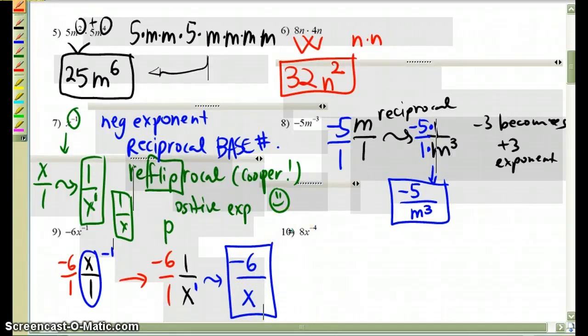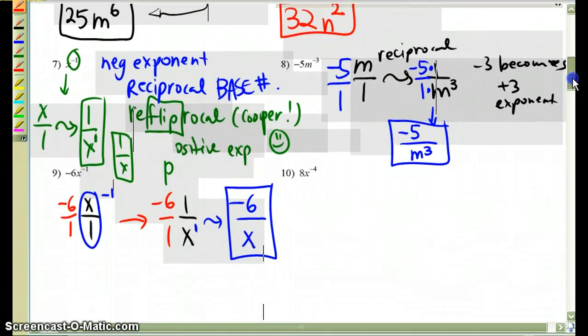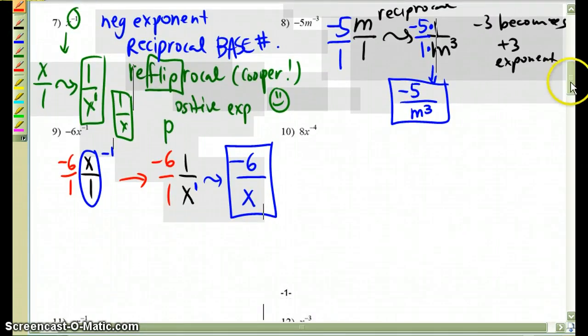Okay, number 10 is just like number 9. Go ahead and try it. Pause it if you want to. Anytime in the video you want to pause, not see an answer, and work it out by yourself, and then play it again, then feel free to do that.